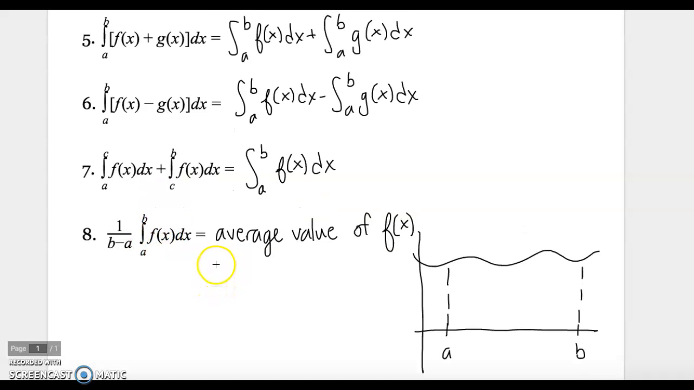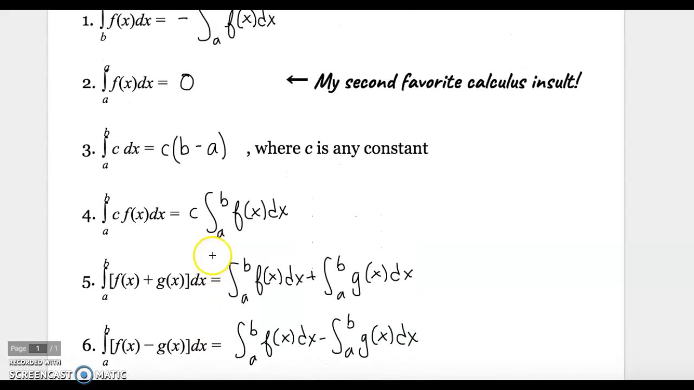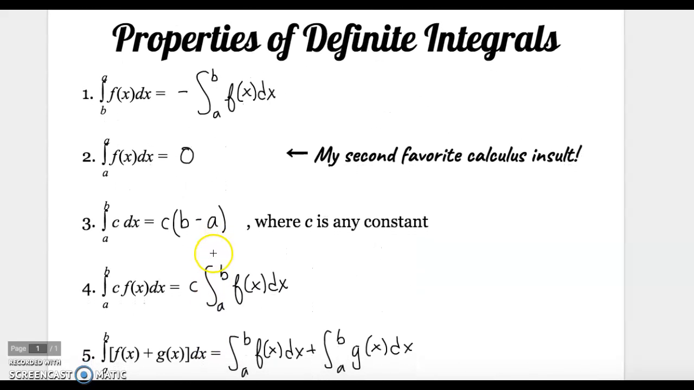So those are your properties of definite integrals, and so now you can go ahead and do a little bit of practice on those. Thanks, guys.